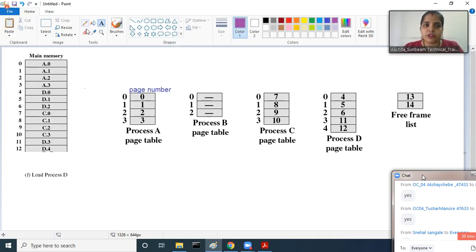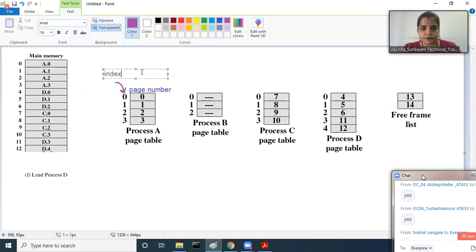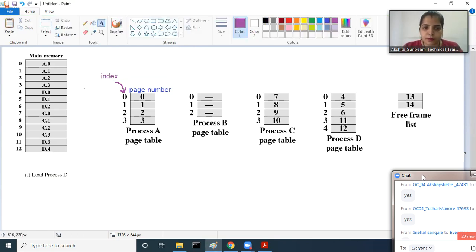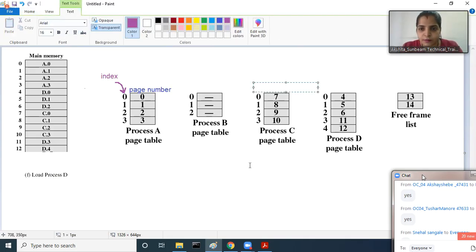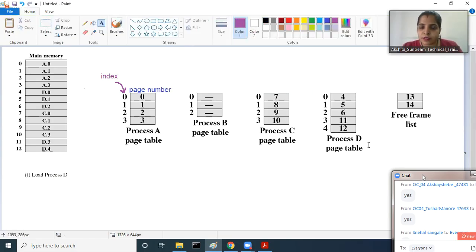And every page table is given some index value. Okay, it is given some index value. Similarly, process B is now out of this and it is not having any page table. Process C is using 7, 8, 9, and 10. This is nothing but page numbers and this is nothing but the index which is maintained. Next, process D. Is it 4, 5, 6, 11, 12? Yes, and it is nothing but its index number.